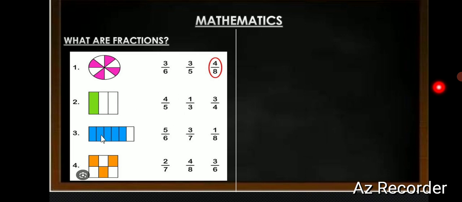In this third option, we can see that we have a total of 1, 2, 3, 4, 5, 6, and out of these 6 portions, 5 portions are shaded. Hence, the correct option is 5/6. And in this fourth option, we can see that we have a total of 1, 2, 3, 4, 5, 6, out of which 3 are shaded. Hence, the correct fraction here is 3/6.